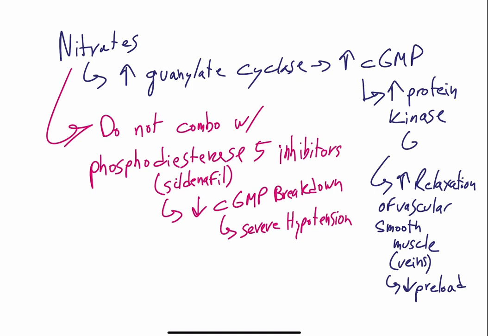They might give you a vignette where a woman has anginal pain, she takes a pill and slips it under her tongue. What is the mechanism of action of that drug? And your answer is going to be increased cyclic GMP. Do not combine nitrates with phosphodiesterase 5 inhibitors like sildenafil, because those drugs prevent cyclic GMP breakdown. Together, they cause severe hypotension.